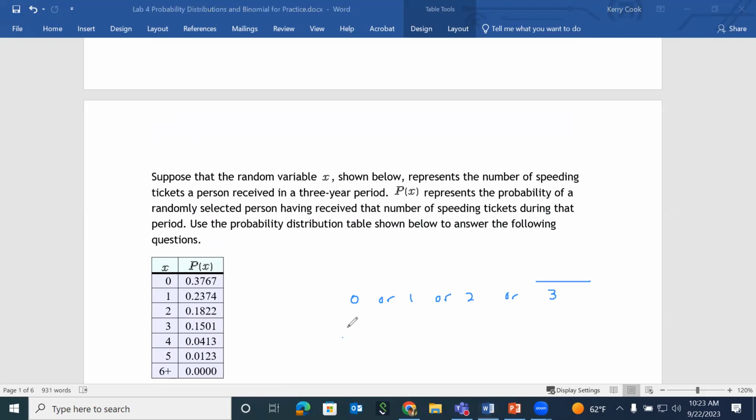So when we do that, it's 0.3767 plus 0.2374 plus 0.1822 plus 3, which is 0.1501. When you add those 4 together, you get a probability of 0.9464. This is the probability of getting 3 or less speeding tickets. So that's about a 95% chance, which is a lot better, I guess, of getting fewer speeding tickets. And this is to get you started working toward module 4 assignments.